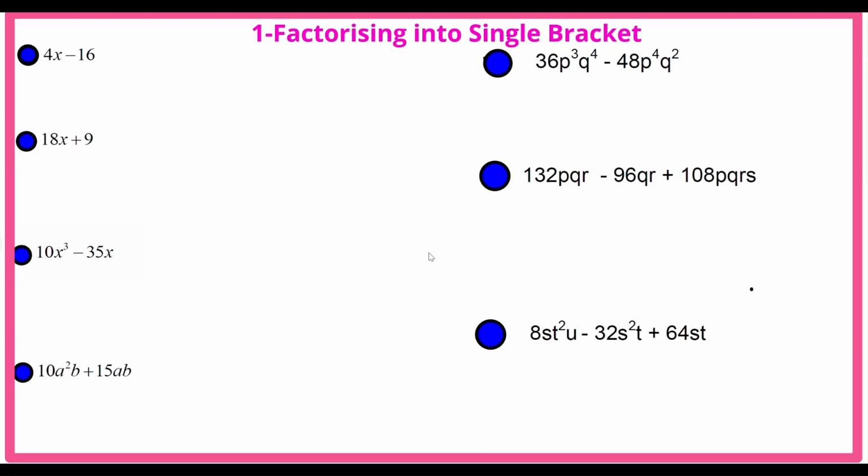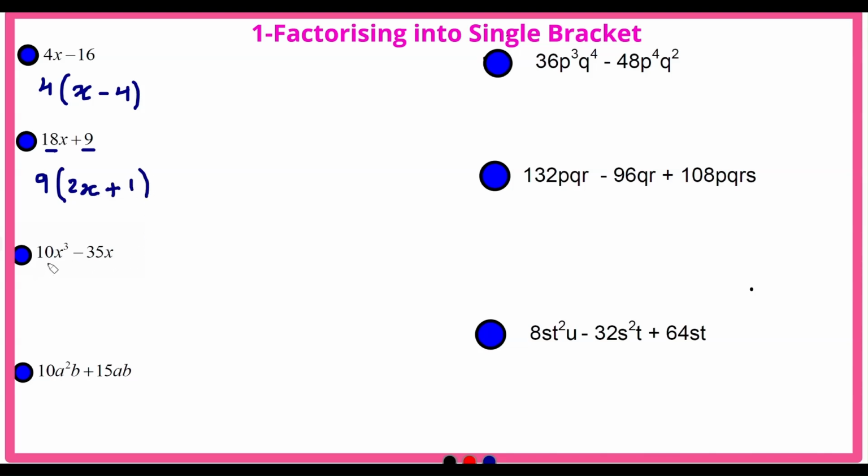So the first one is factorizing into single bracket. You always need to look for the highest common factor first. Whenever you see the word factorizing, you look for the highest common factor first. So always. So for the first one here, the highest common factor is 4, so take it out. And then open bracket, then you have x minus 4. The highest common factor here between 18 and 9 is 9. Take it out, you have 2x add 1.